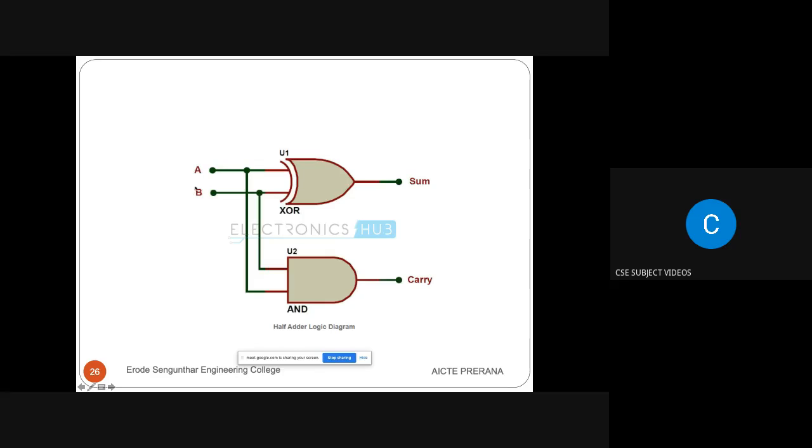The half adder consists of two inputs A and B, and the outputs sum and carry. The sum expression is given as A XOR B, that is A plus with circle B, and the carry expression is given as A dot B. This is the actual implementation. So we have to convert this XOR gate and AND gate into NAND gate and also to NOR gate.